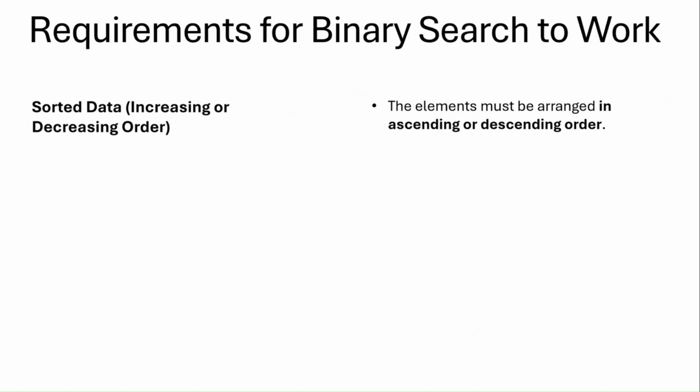Why? Because when we check the middle element, if the data is not sorted, then we will not be able to decide whether to go on the left side or the right side and divide the search space in half for every step. That will be difficult. That's why if the data is unsorted, we need to sort it first, and only then will the binary search algorithm work properly on that input data.